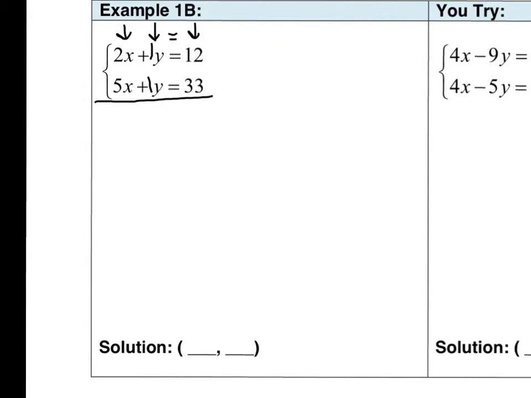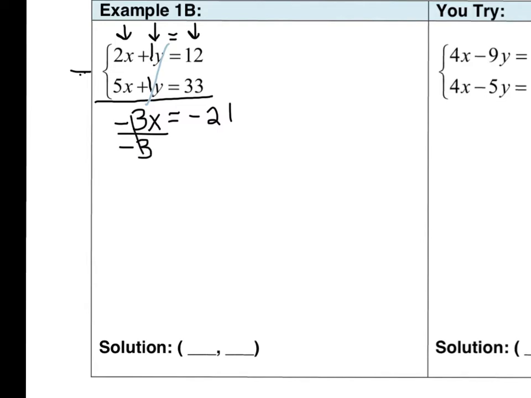If we change that plus sign to a minus sign, now will one of the variables cancel out? Yup, because 1 minus 1 will cancel out. So we're going to subtract everything in this problem now. So there's that giant minus sign out front, so let's do that. 2 minus 5 is negative 3x. Here's our equal sign, and the minus sign applies to everything, so it's going to be 12 minus 33. That gives us negative 21.